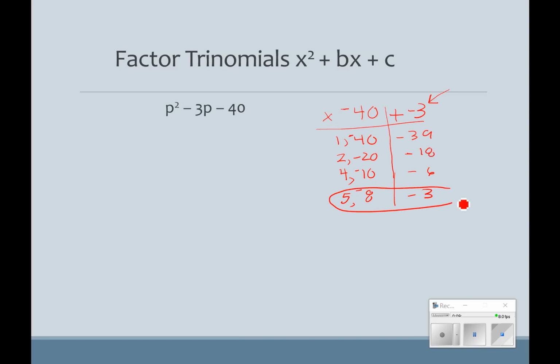So here we go. I know a lot of you like to do a lot of work in your head, but when you write these down, you're going to find, believe it or not, your factors quicker in a lot of cases, especially when the numbers get bigger.